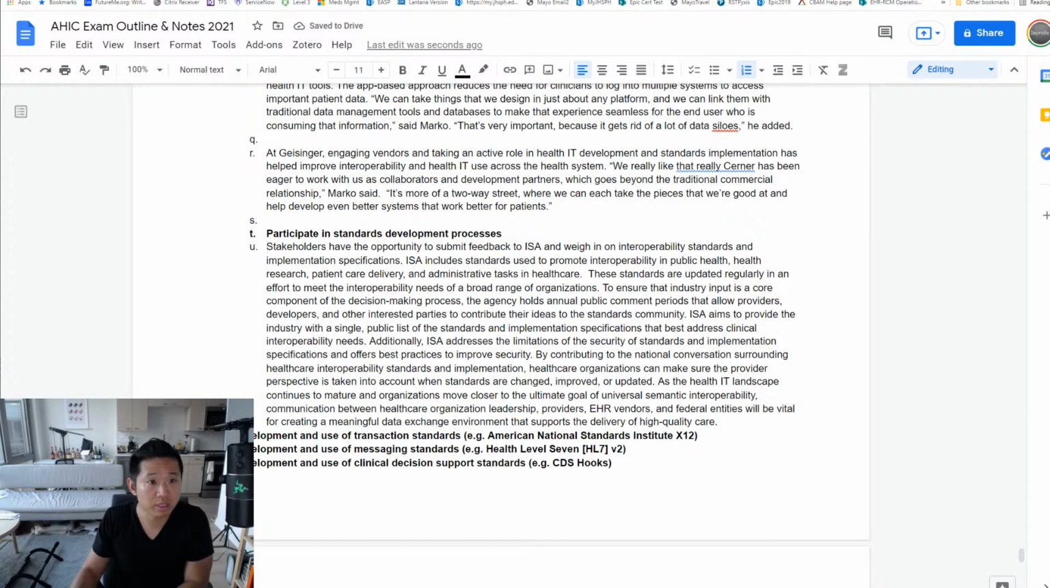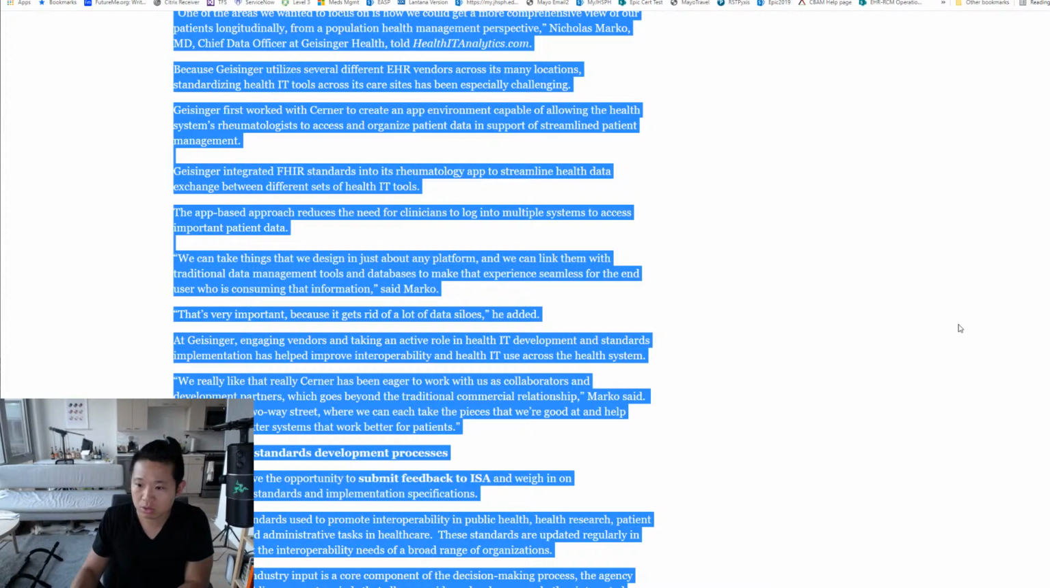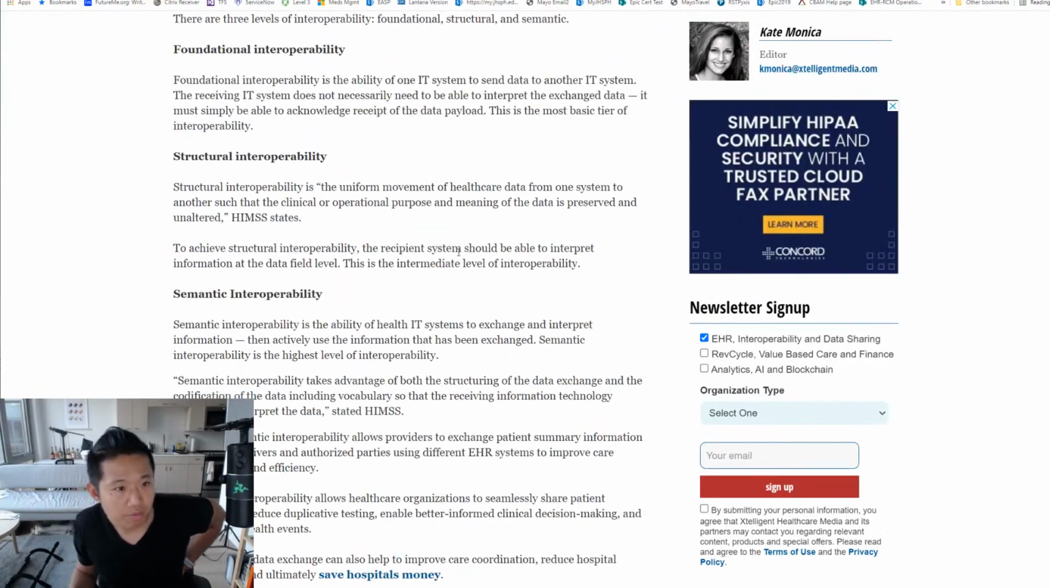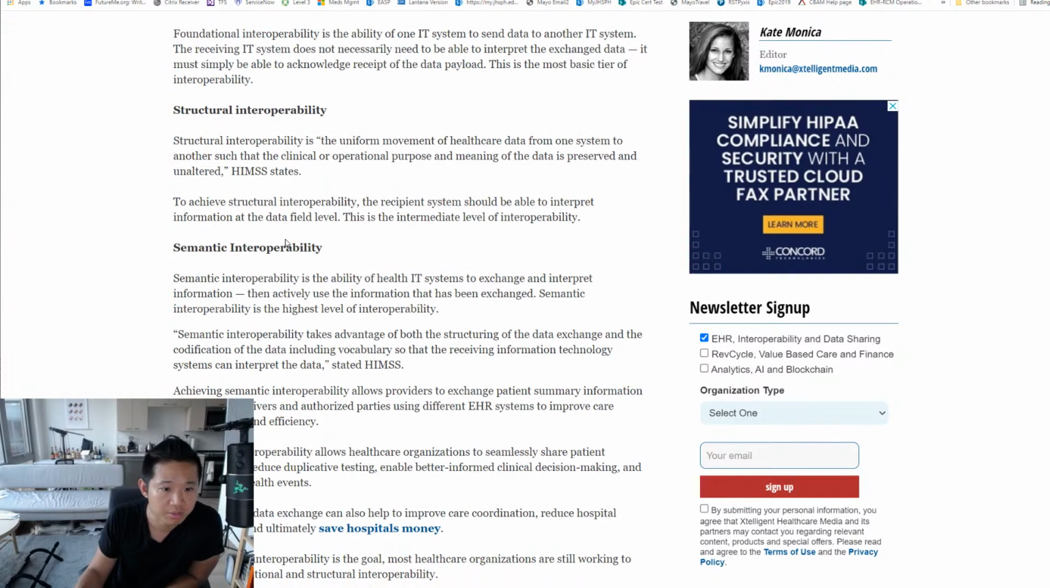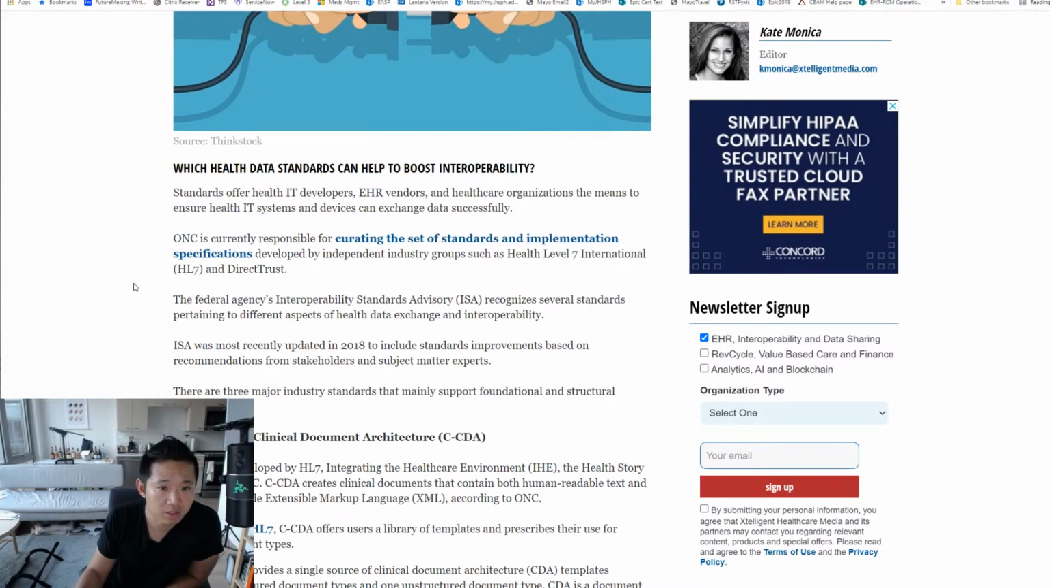Let's go ahead and do some reading, and then we're going to move on to the next section. So let us start back from the top. This we should be familiar with already, since we've already gone through these. This is like the third time going through the different types of interoperability. So let us go through development and use.